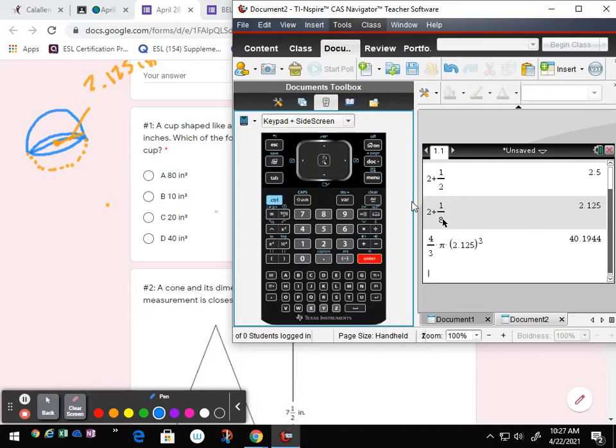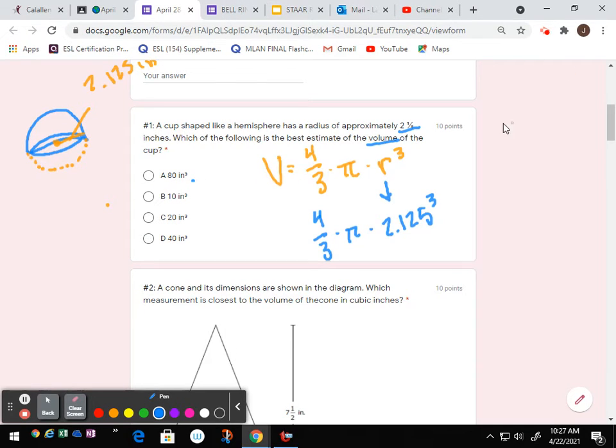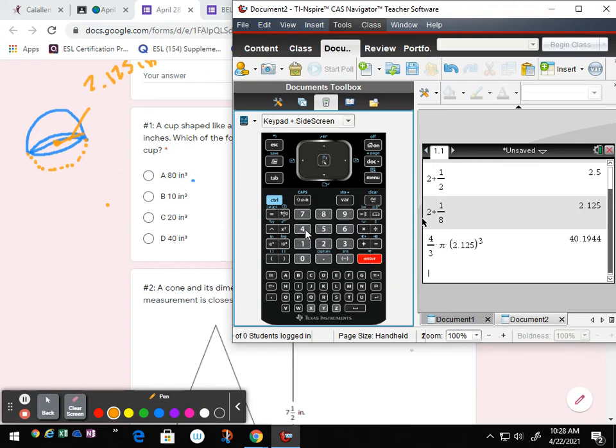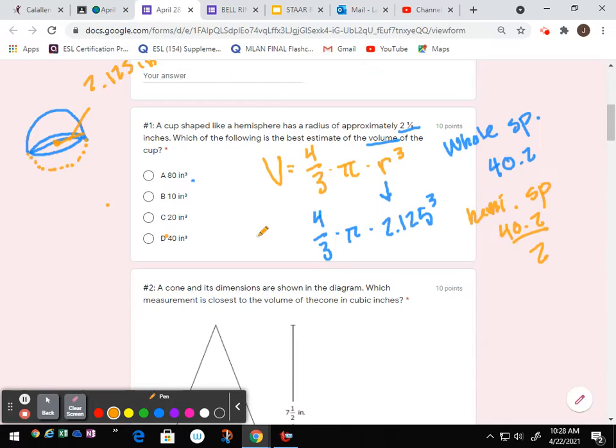Now we have to remember, we just found the volume of a whole sphere. So the volume of the sphere is equal to 40.2. To find the hemisphere, we need to take this number and divide it by 2. So we have 40.2 divided by 2, and we get 20.1. So the hemisphere is equal to 20.1, and we can see C is going to be our closest answer at 20. So that's the answer to number 1.